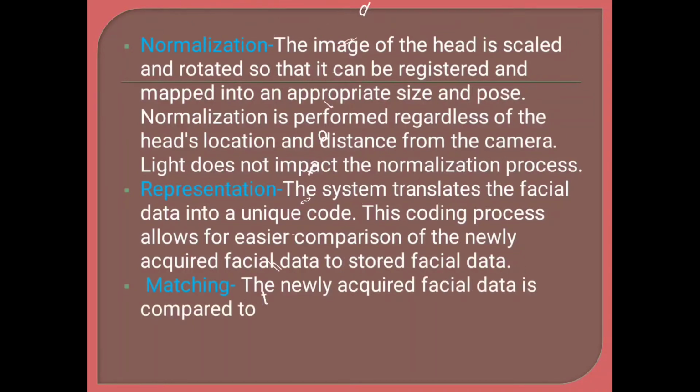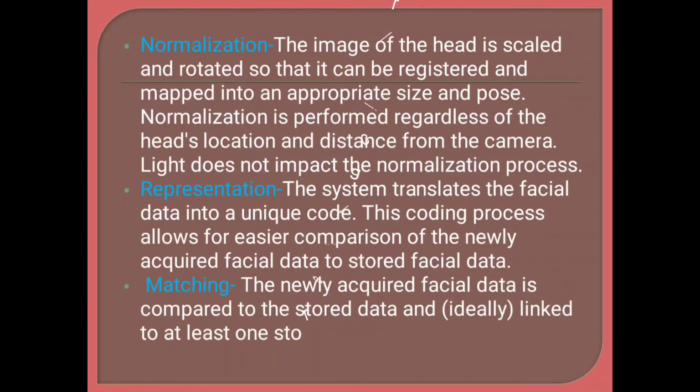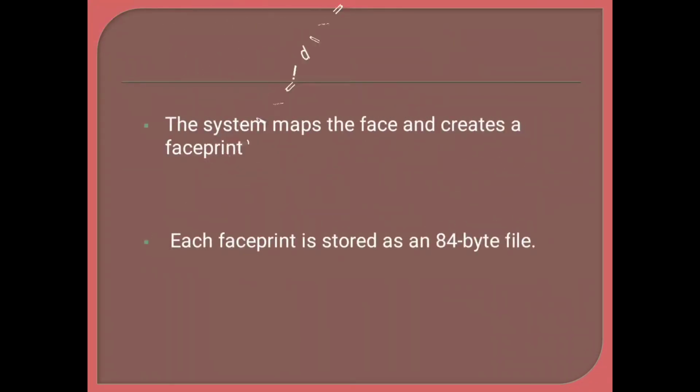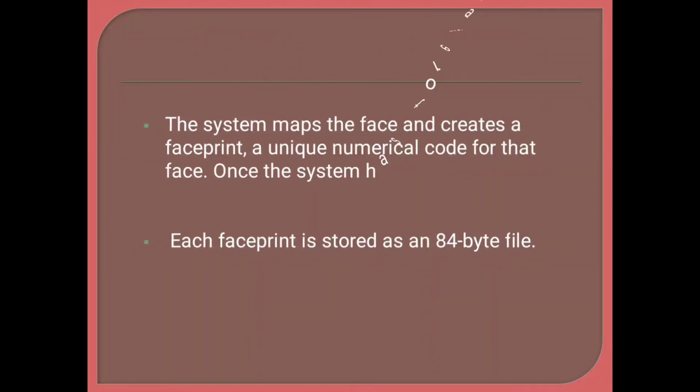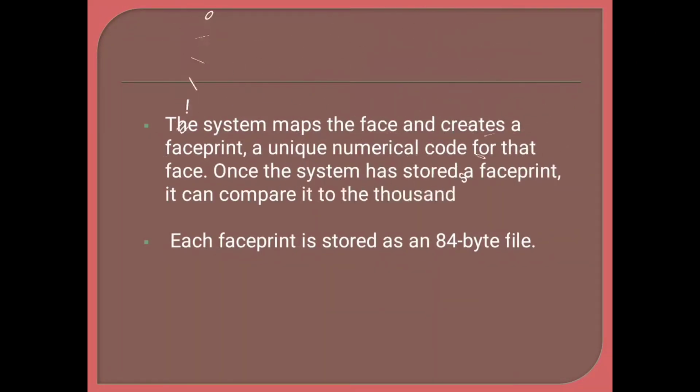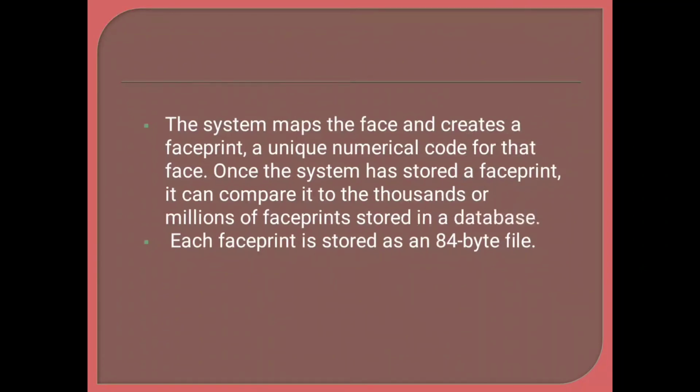Coming to matching, the newly acquired facial data is compared to the stored data and ideally linked to at least one stored facial representation. The system maps the face and creates a face print, a unique numerical code for that face. Once the system has stored a face print, it can compare it to the thousands or millions of face prints stored in a database. Each face print is stored as an 84-byte file.